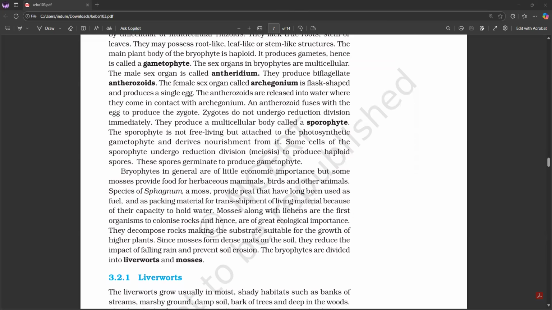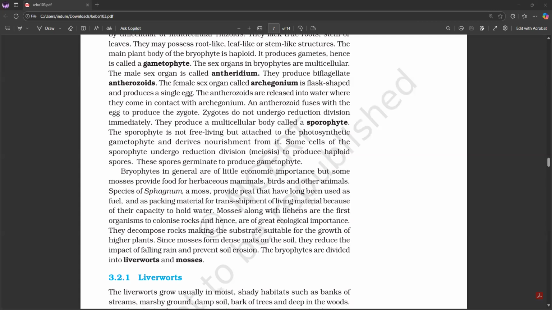Bryophytes in general are of little economic importance, but some mosses provide food for herbaceous mammals, birds, and other animals. Species of Sphagnum, a moss, provide peat that has long been used as fuel, and as packing material for transshipment of living material because of their capacity to hold water.